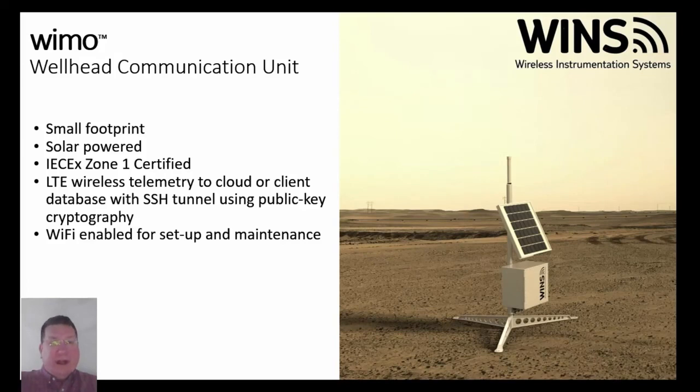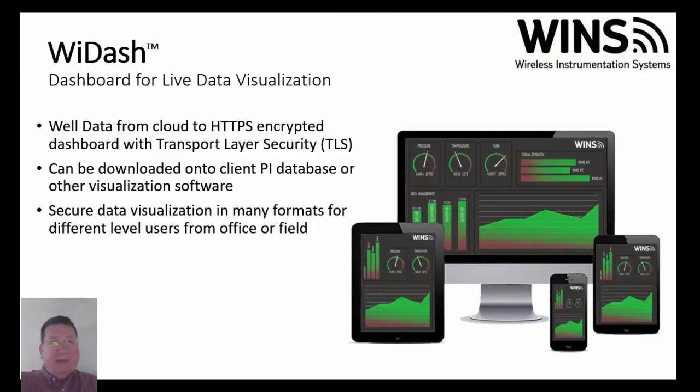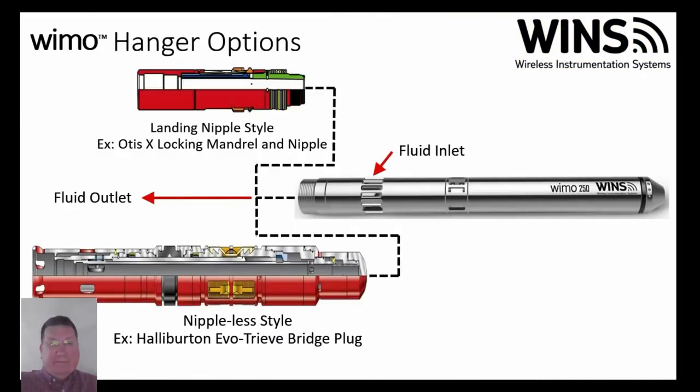Here's our surface communication system. It's a small footprint. It's solar powered. It's IEC Zone 1 certified, and it uses cellular telemetry to securely get your data to your desktop devices or into your operator's database. And we also have a dashboard system so that you can visualize the data, or if you have your own system, we'll load the data into that system as well.